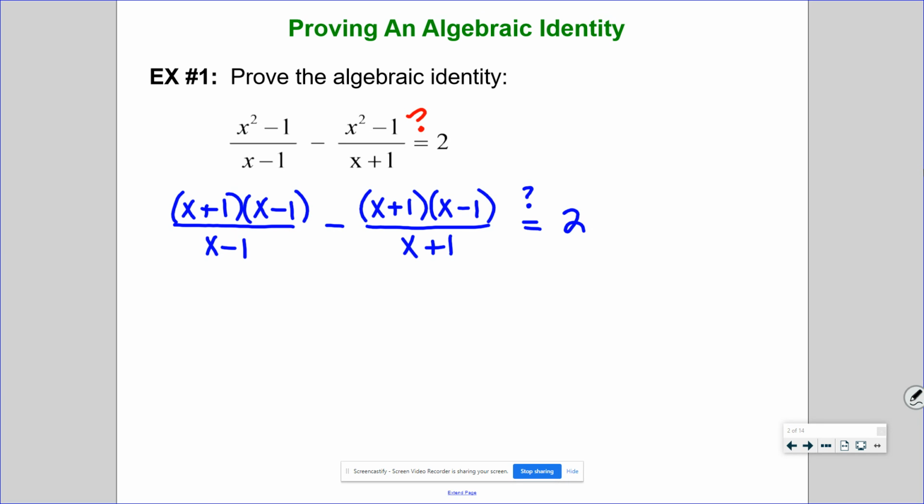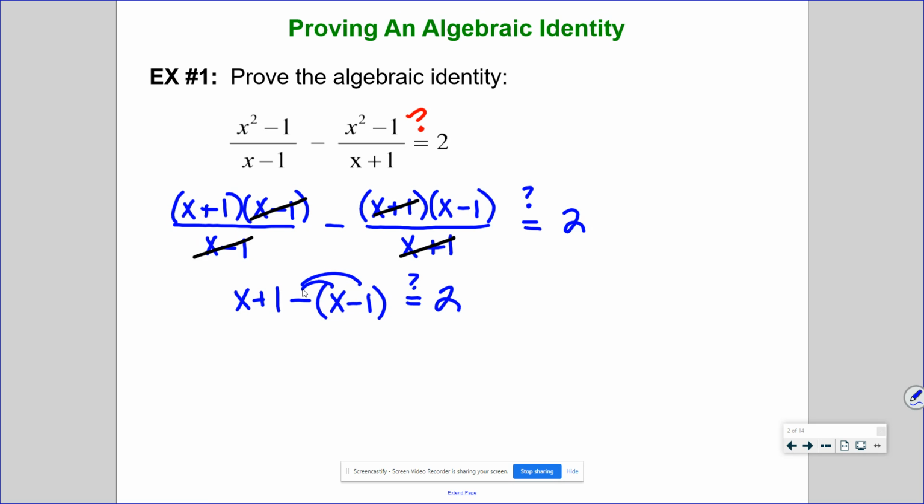All right, what do I see that I could do? Well, actually, look, x plus 1, nope, wrong one. I have an x minus 1 and an x minus 1. Those cancel, and then these x plus 1s cancel each other out. All right, let's reevaluate. What do I have left? I have an x plus 1 minus x minus 1. I'm hoping it equals 2.